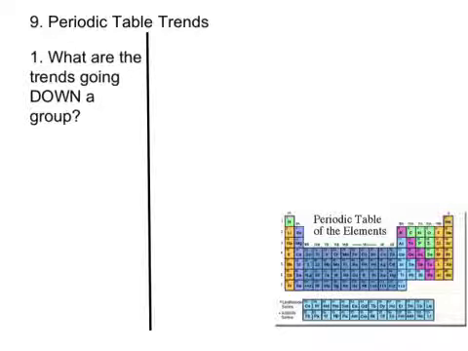We're going to start with the trends going down a group on the periodic table. And remember, a group is going down a column, basically. So we're going to talk about those periodic table trends going down a group. If we look at a group of the periodic table, what will we see?